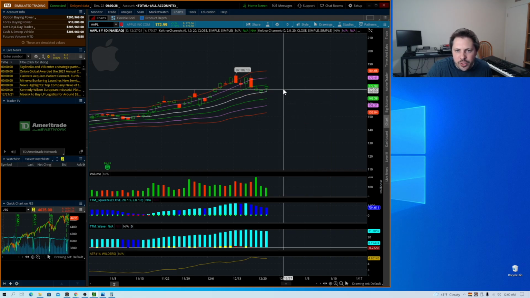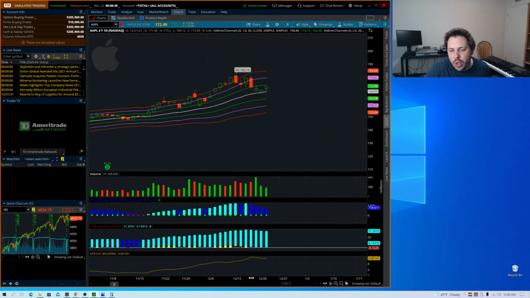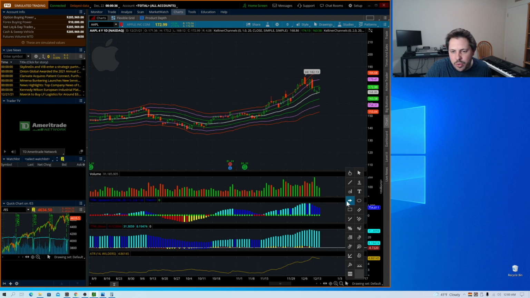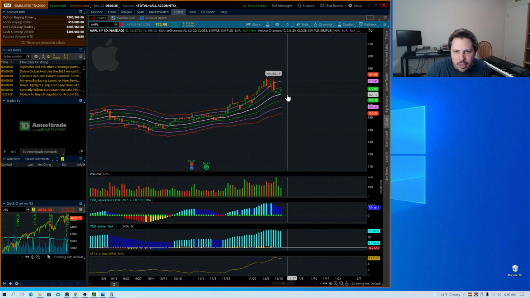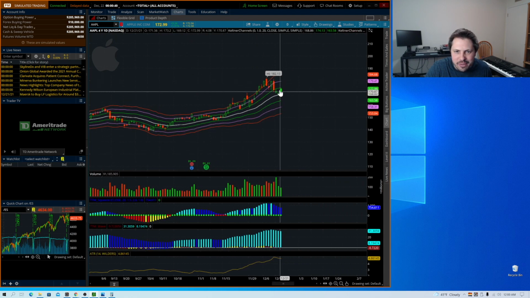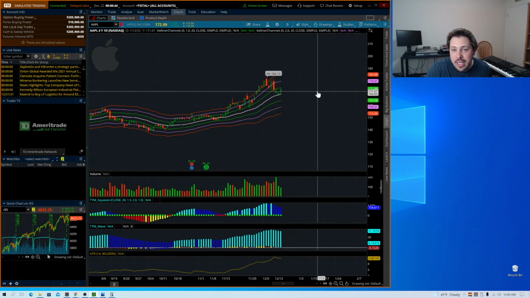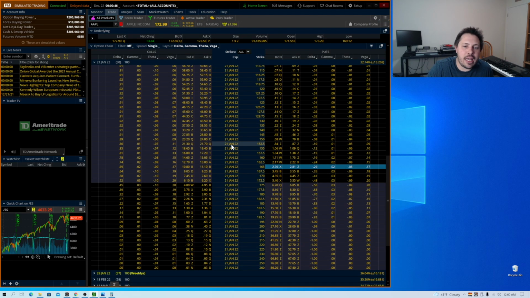And on the other side, if we thought Apple was going to go down and we thought that Apple was not going to break out of this one standard deviation, not try to continue this trend, right? Maybe trade sideways. Well, again, we could come in here and we could do the same thing, right? Maybe we want to be a little bit farther away from the money to have a little bit more cushion.